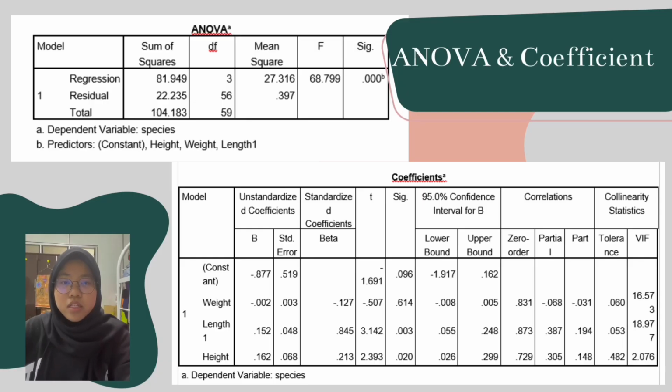And the last part is ANOVA and coefficient. So the ANOVA table shows a value less than 0.001, which means that at least one of the 3 variables can be used to predict species. Thank you, that's all from me.